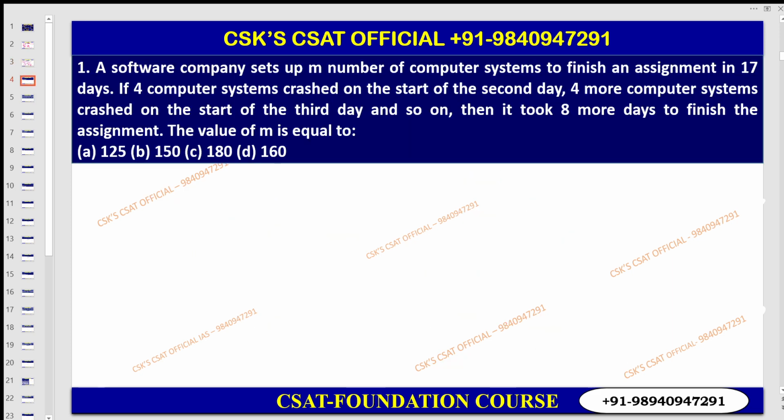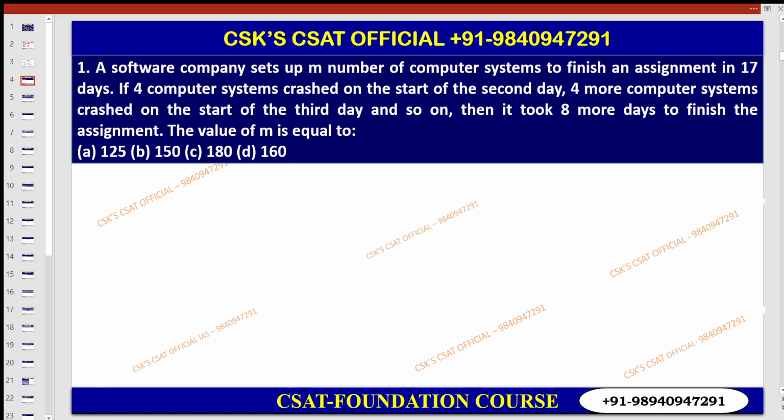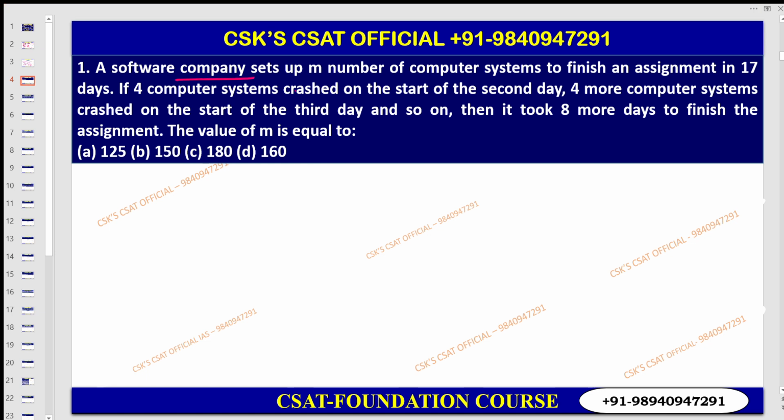A software company set up m number of computer systems to finish the assignment in 17 days. If 4 computer systems crashed at the start of the second day, 4 more computers crashed at the start of the third day, and so on, and it took 8 more days to finish the assignment, find the value of m. What is the value of m?